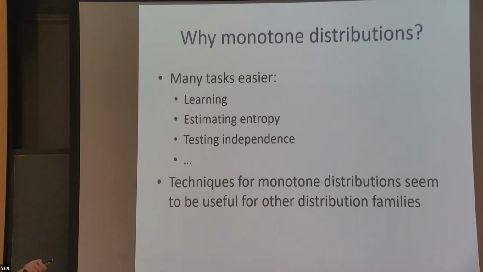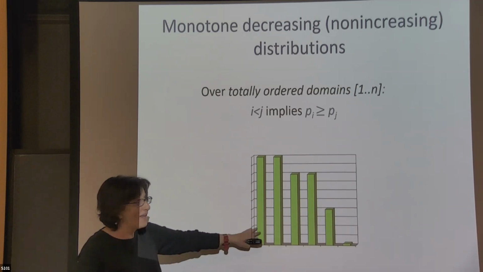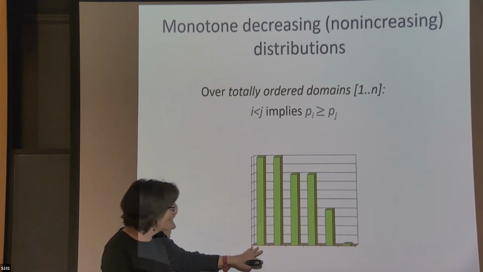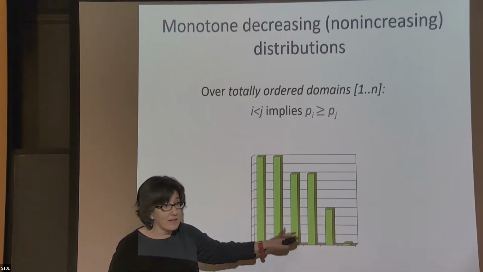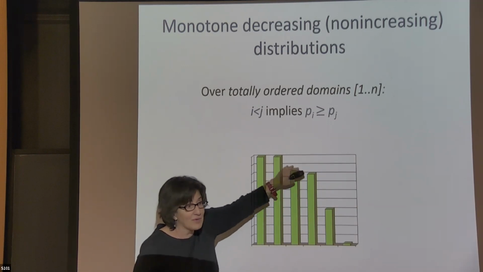Okay. All right. So we like monotone distributions because a lot of tasks are easier over monotone distributions. We also like them because the techniques we develop for understanding whether a distribution is monotone are oftentimes useful for other tasks. And we'll see that in a few slides. What we mean by monotone is, in this case, and I'll change it later, that i less than j implies p_i is at least as big as p_j. So it's going down, but it's definitely not going up as you go to the right.